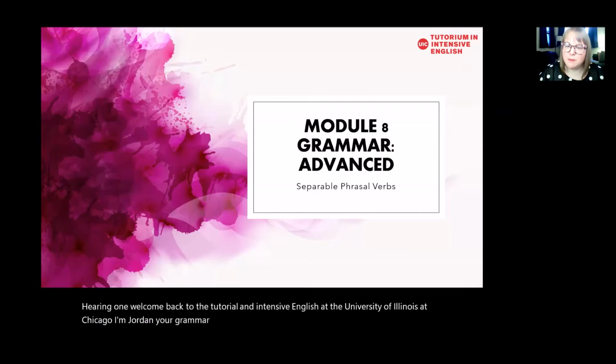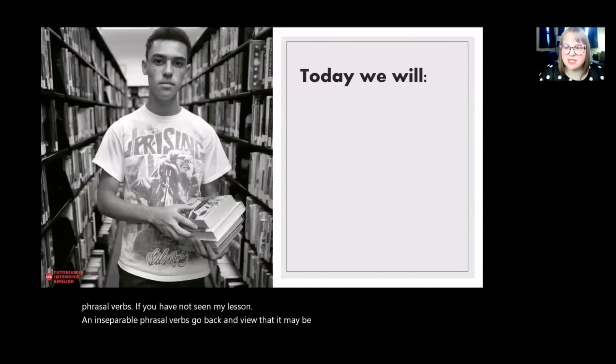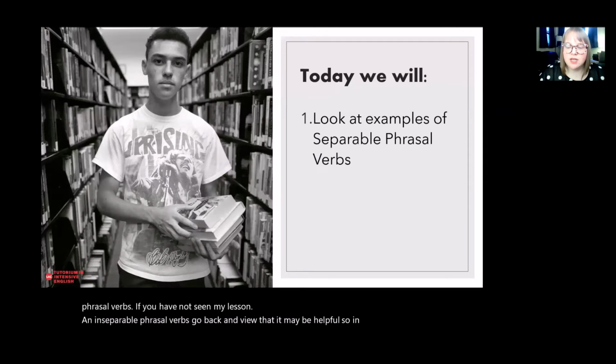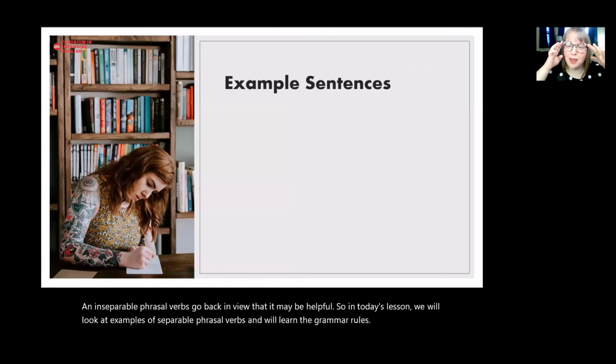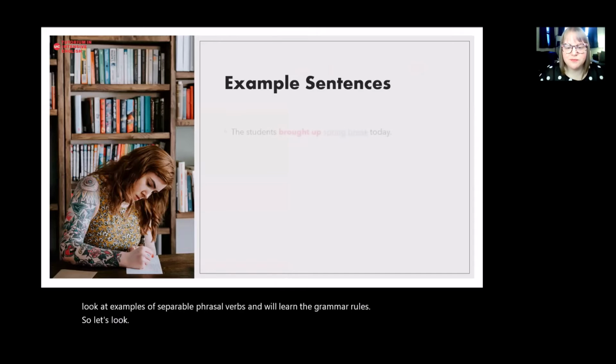In today's module, we'll be talking about separable phrasal verbs. If you have not seen my lesson on inseparable phrasal verbs, go back and view that. It may be helpful. So in today's lesson, we will look at examples of separable phrasal verbs, and we'll learn the grammar rules. So let's look at some examples.